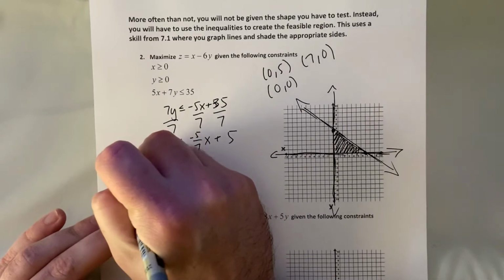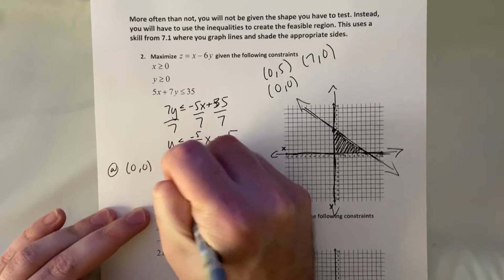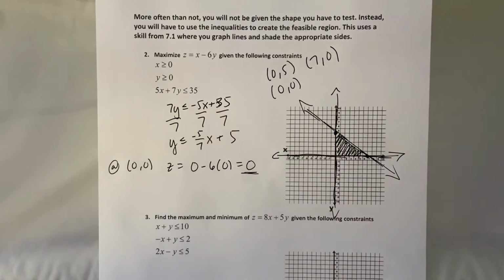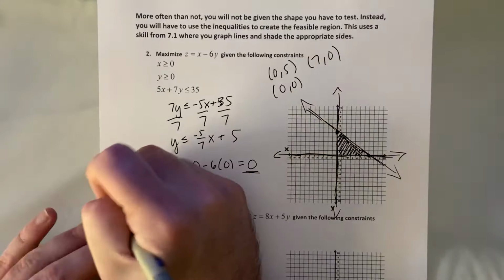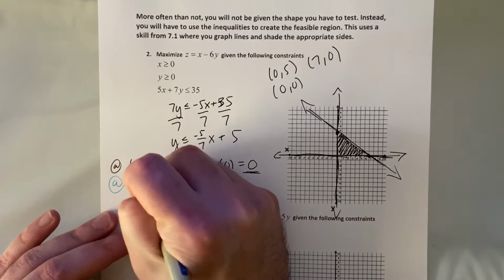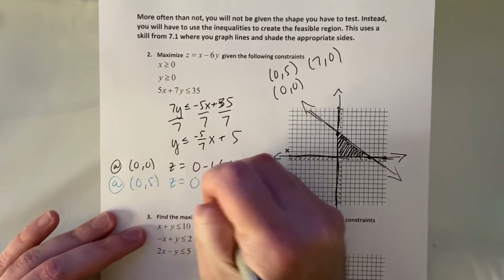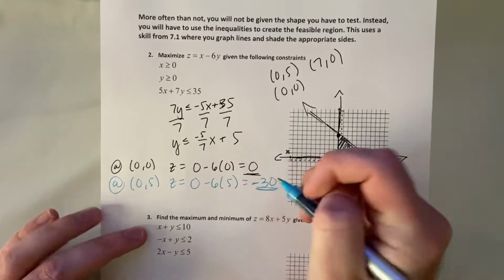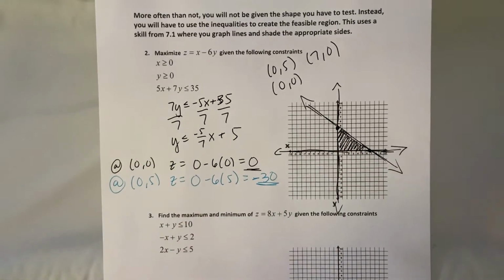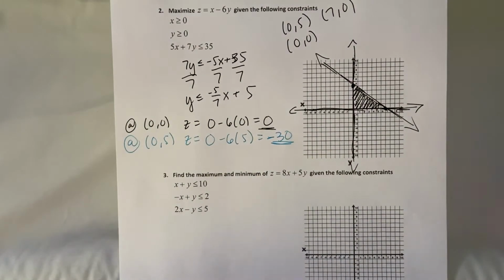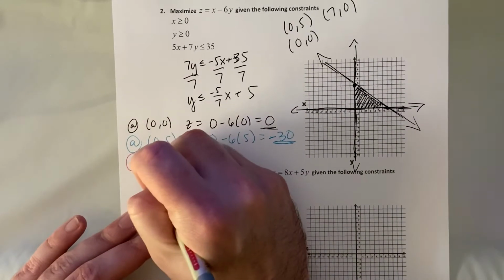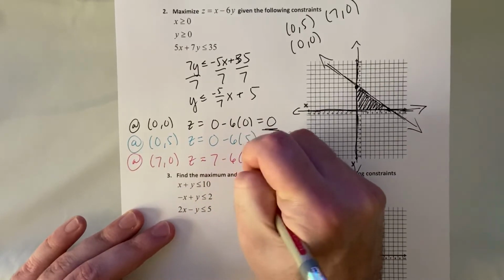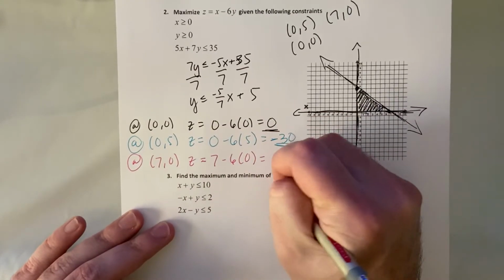So at (0, 0), z is equal to 0 minus 6 times 0, which is 0. At (0, 5), we have z equal to 0 minus 6 times 5. That's 0 minus 30, so negative 30. And lastly, at (7, 0), z equals 7 minus 6 times 0. 7 minus 0 is 7.